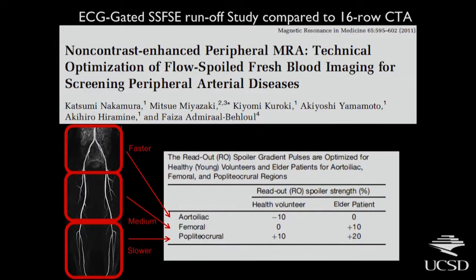This was a study done by Dr. Nakamura using different flow spoiler pulses. For healthy volunteers, flow is faster, so we use a minus 10% gradient pulse for partial refocusing. For femoral, normally 0, and in the popliteal region, we use a stronger spoiler pulse. For elderly patients, flow is slower compared to healthy volunteers, so we use a stronger pulse.